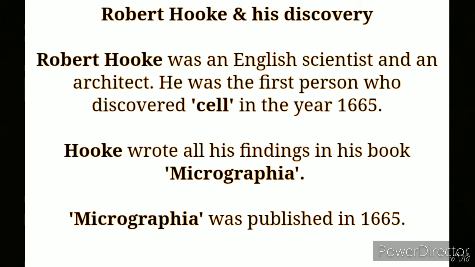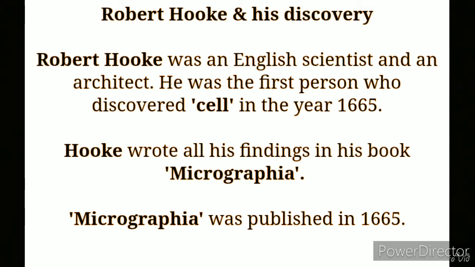First, the question is, what was the history behind the discovery of cell? Robert Hooke, an English scientist and an architect, was the first person who discovered cell in the year 1665. Hooke wrote all his findings in his book Micrographia that was published in the year 1665. This book Micrographia was the first important work on microscopy.